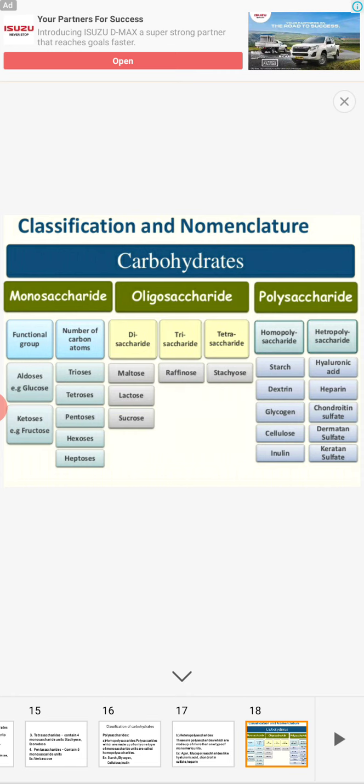Polysaccharide on hydrolysis yields more than 10 monomeric sugar units. Polysaccharide is further classified into homopolysaccharide and heteropolysaccharide. What is the meaning of homopolysaccharide? On hydrolysis they yield only one type of monosaccharide unit. Example glycogen, which is animal storage. Second example is starch, which is plant storage.